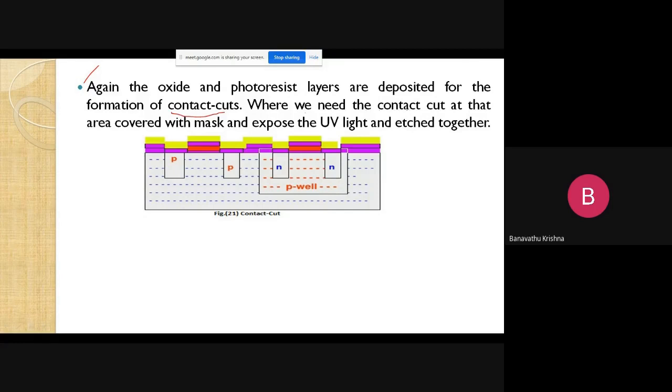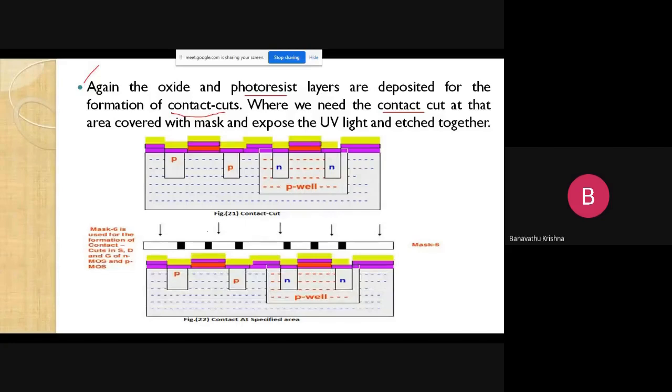So where we need to make the connections, that is nothing but contact cut. That area is covered with the mask and exposed to UV light and etched away together. So again, the thick oxide layer and photoresist layer are deposited for the required thickness, and then UV rays are exposed through the mask over the surface of this wafer. Okay, so where we need to make the connections: in this case is source, this is gate, and this is drain for the P channel, and in this case is drain, source and gate.